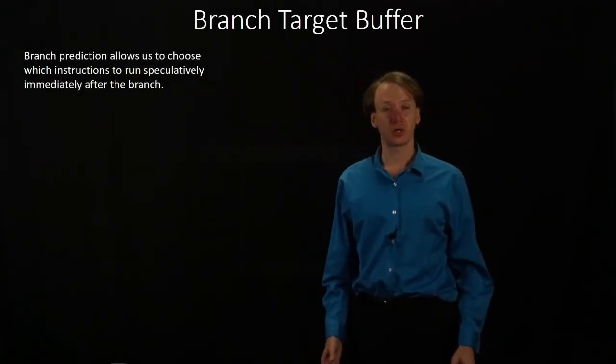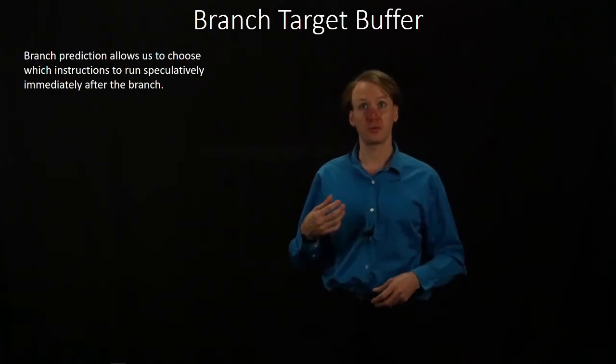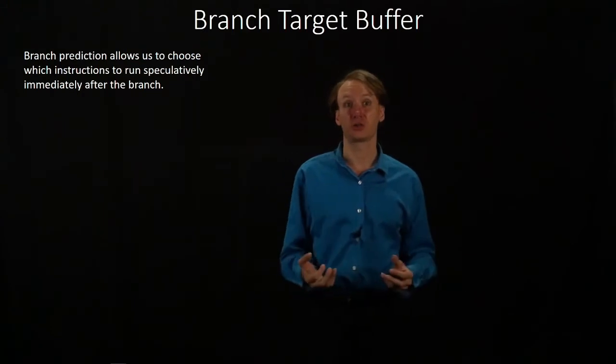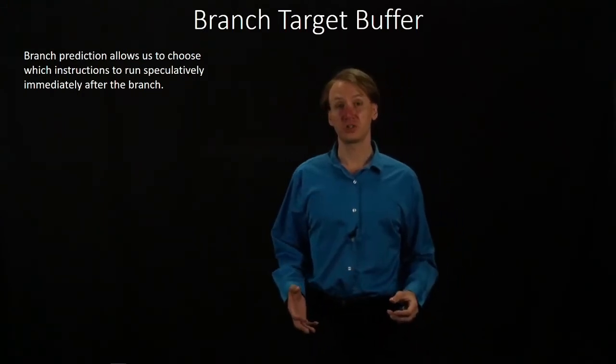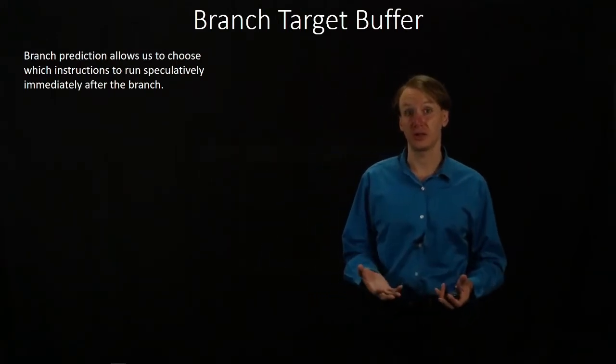This time we're going to be looking at branch target buffers. In the previous videos, we saw a few different methods of doing branch prediction, figuring out whether or not we want to take a branch. These are nice because they give us a good chance of knowing whether or not we're going to take a branch before we've actually calculated it.